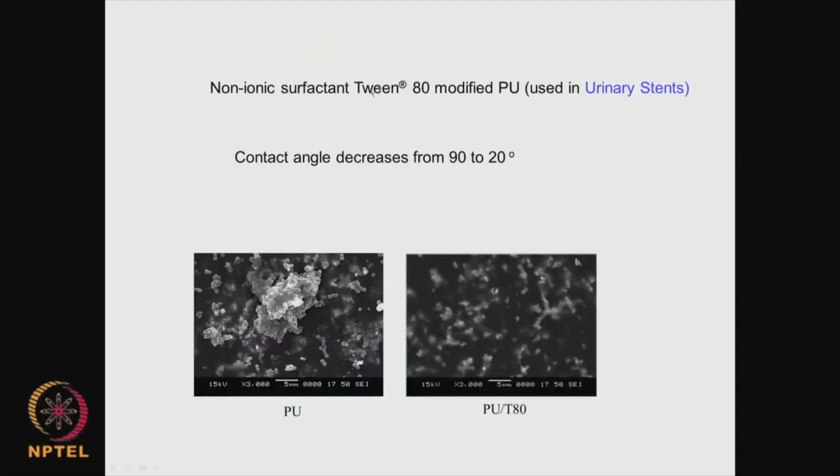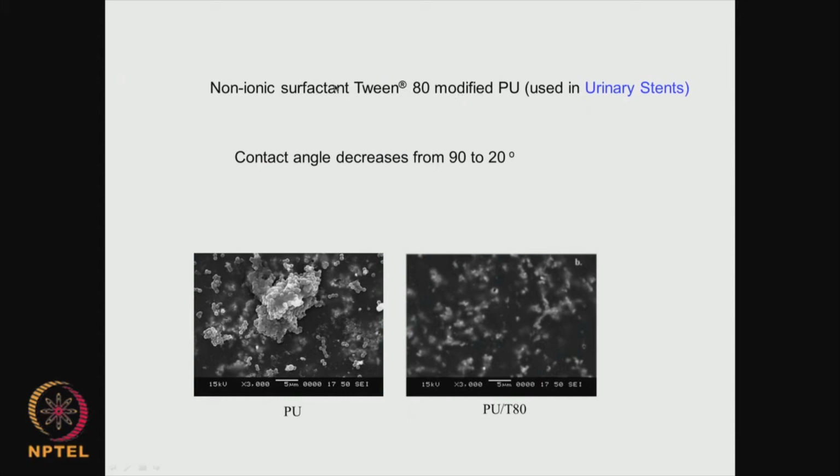Let us look at another example. Tween 80, these are surfactants, non-ionic surfactants, that is neutral surfactants. You can modify polyurethane surfaces using them. Polyurethanes are widely used in urinary stents because of their flexible nature. I did show some pictures of urethral stents a long time back.